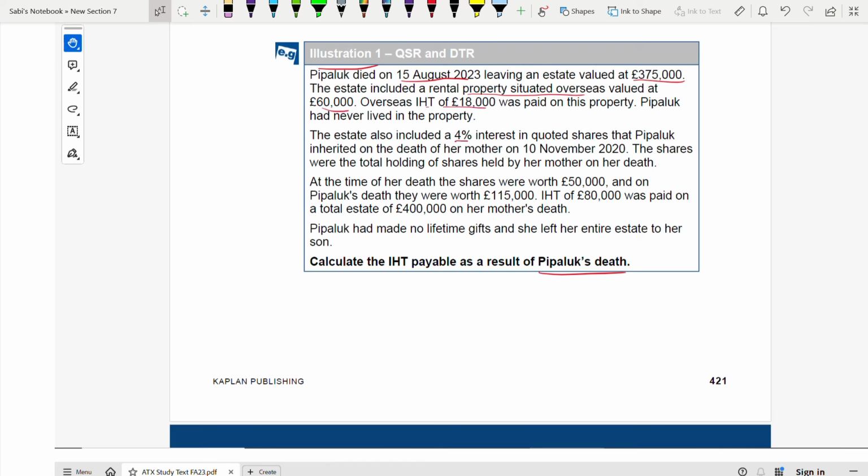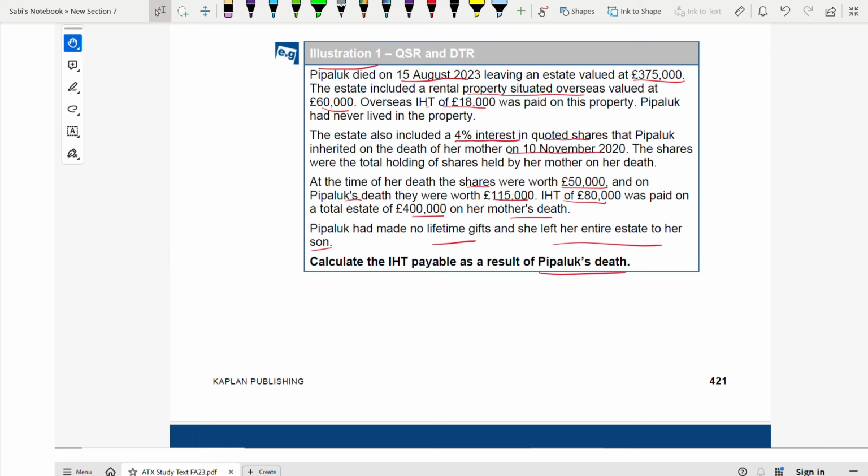Estate included a 4% interest in Quota shares, inherited on the death of her mother on this date. Shares were the total holding of shares held by her mother on her death. At the time of her death, the shares were worth 50,000, and on the death they were worth 150. IHT of 80,000 was paid on the total estate of 400 on her mother's death. No lifetime gifts and she left her entire estate to her son.